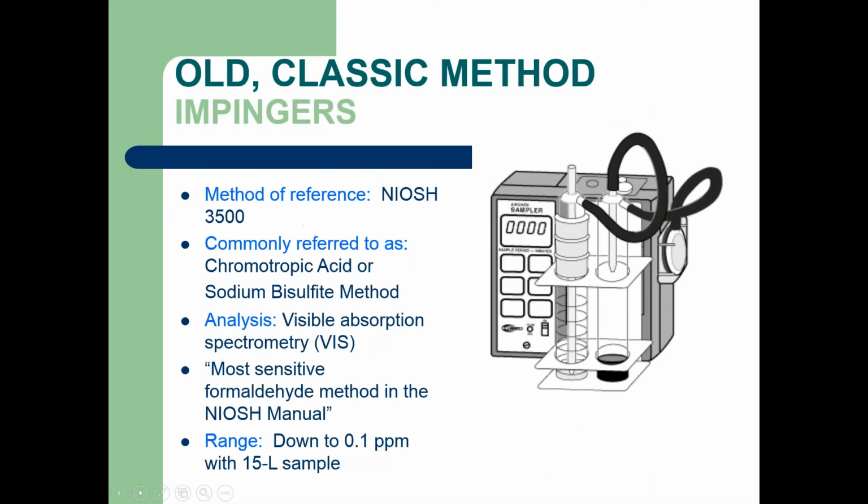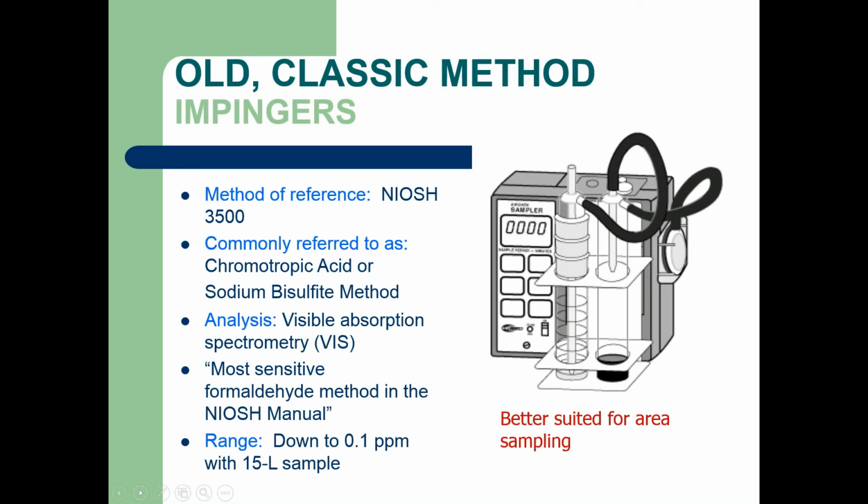Most of us, again, went to school in the university and kind of grew up sampling formaldehyde using impingers following NIOSH method 3500. I think there's two reasons why people still use this method. It's colorimetric, so even universities and public health labs can purchase, use, and maintain the spectrophotometers required. But secondly, this is a very sensitive method. In fact, NIOSH says it is the most sensitive formaldehyde method in the manual, with a range down to 0.1 ppm with a 15-liter sample.